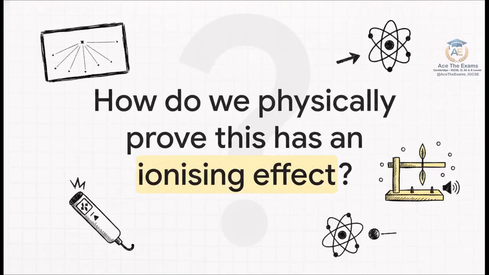Okay, so the syllabus demands you know how to detect all this invisible stuff. So how do we practically, physically prove that this radiation has an ionizing effect? We know from our buddy Becquerel that radiation ionizes gases. But how would you actually demonstrate this in a school laboratory? Or, more importantly, how would you describe it for a practical exam question?